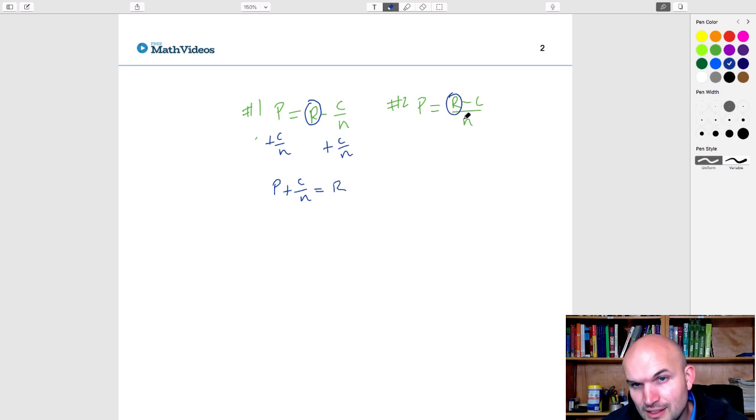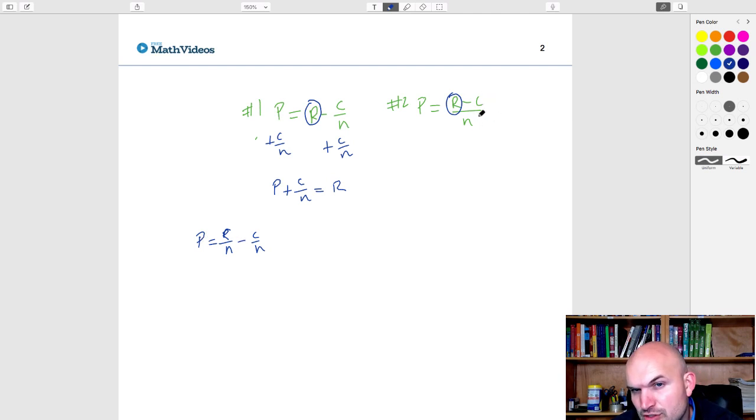Now over here, I am subtracting a C, but I'm also dividing by an N. This can actually be rewritten in a couple different ways. We could distribute the N to both of them, so P is equal to R over N minus C over N, which I think just gets confusing as you look at this. There's a couple different ways you could do this. You could add, again, the C over N to the other side and then multiply by N.